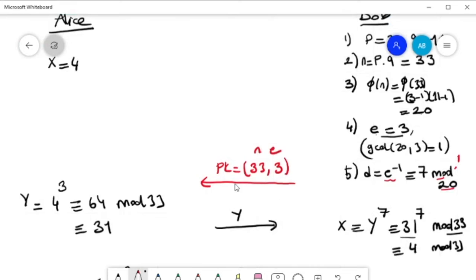Bob sends its public key to Alice. It's not normally done in this way in real life, but this is just an example. And then Alice wants to encrypt this message, uses Bob's public key to encrypt it and sends the ciphertext to Bob. And as Bob knows his secret key, he raises to the power of 7, which is the secret key, and obtains 4.